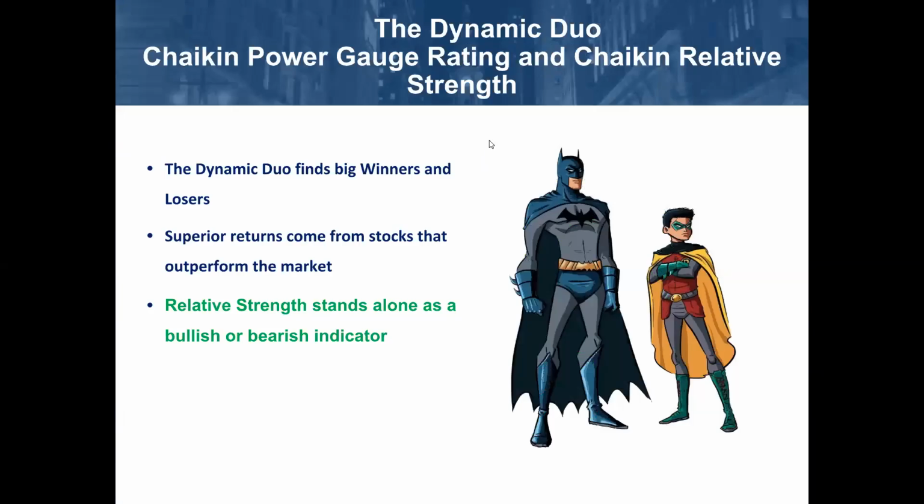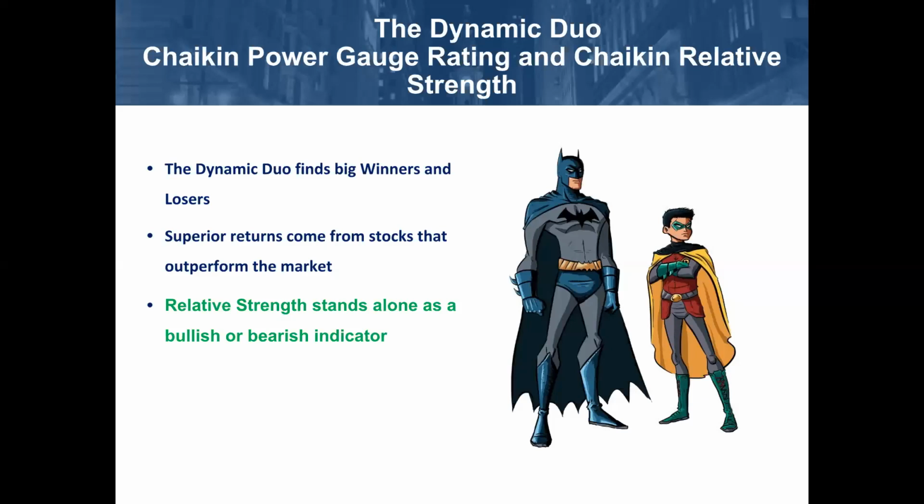And really the key is what we call our dynamic duo. And it's when we combine the Chaikin power gauge rating with Chaikin relative strength, because the dynamic duo finds big winners and big losers, because we know that superior returns come from stocks that outperform the market, right?